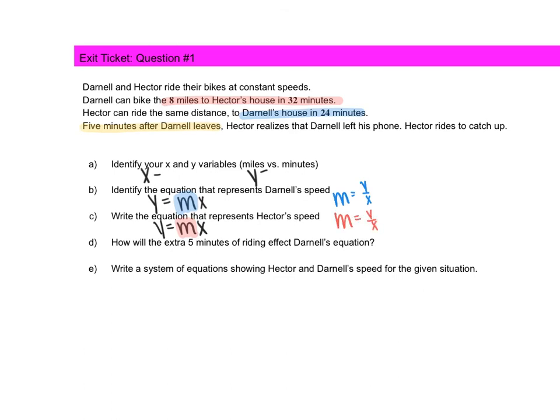All right. The third question asks you to please identify how the extra 5 minutes is going to affect Darnell's equation. So please describe to me how that is going to affect it mathematically, and show me how it affects it mathematically. And then the last part is to please write a system of equations representing Hector and Darnell's speed. Remember that you have to change Darnell's equation to represent that extra 5 minutes.